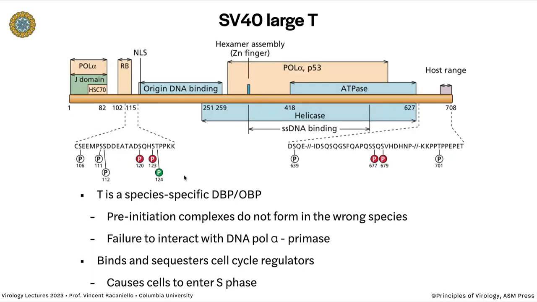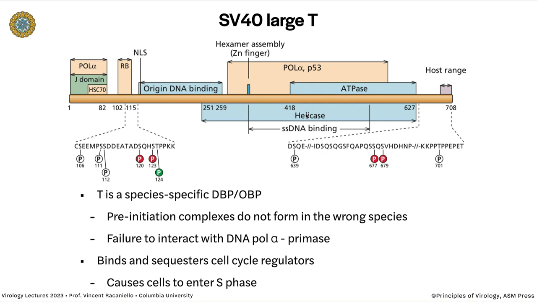SV40 large T is most likely the best studied protein on the planet. It is 708 amino acids in length, and every one of those amino acids has been changed and the protein studied with respect to its function. And the different functional domains on SV40 large T are shown here. For example, the nuclear localization signal, which is needed to get this protein back in the nucleus where it participates in viral DNA synthesis. Here's the sequence of the protein that binds the origin of SV40 DNA.